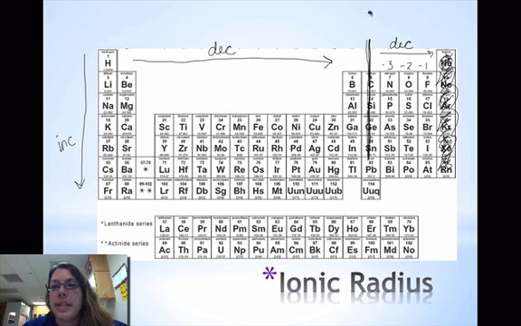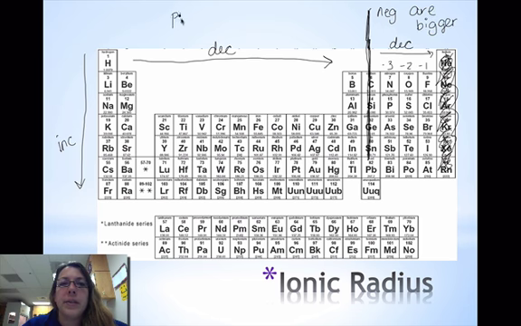But that being said, these negative ions are bigger. So the negatives are bigger. The positives over here are smaller. So the same general trend, they both decrease going left to right, but you just need to understand that these are bigger than these ions over here. And this would be the +1, +2, and +3.